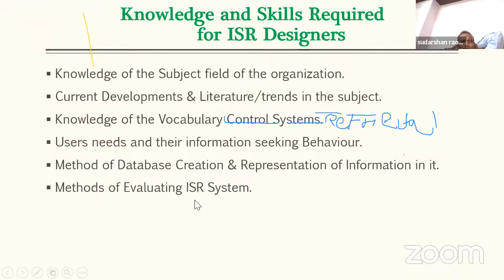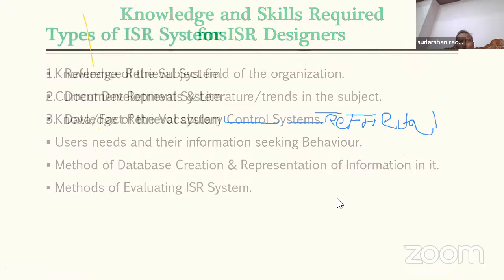Then, of course, methods of evaluating an ISR system. Our system should be a good system, isn't it? It should be an effective system. When you put a question to a database, an ISR system, if it takes more time, not useful. If it gives unnecessary information, not useful. If it is not giving useful information, not useful. So that's how it must be. You should know how to evaluate your own ISR system. There are parameters, maybe 5 or 6 issues, that the ISR designers have to use. They should know it.